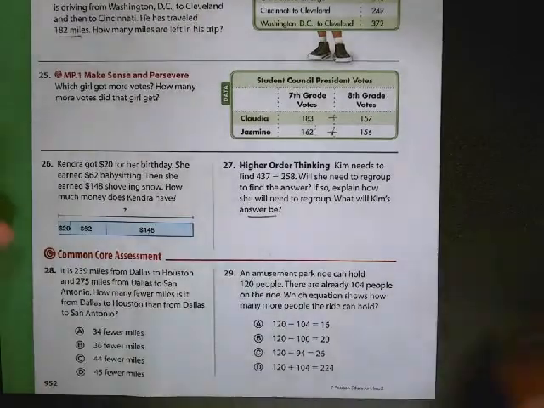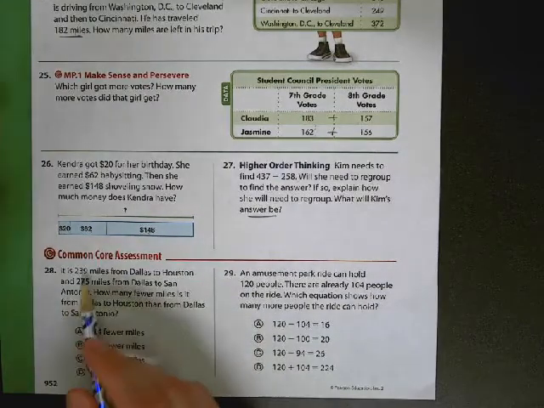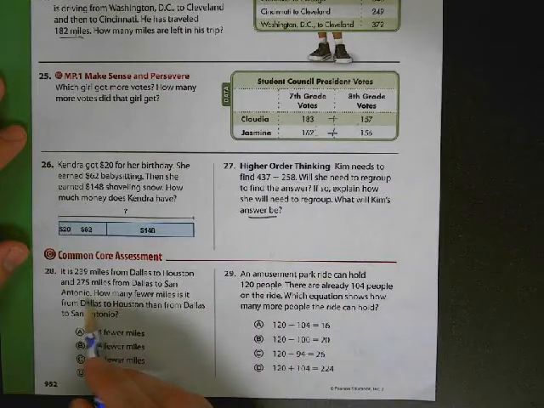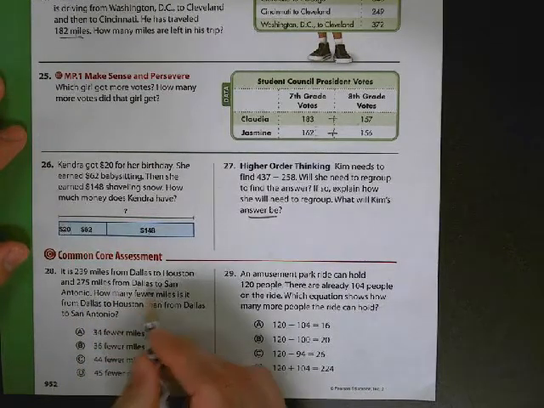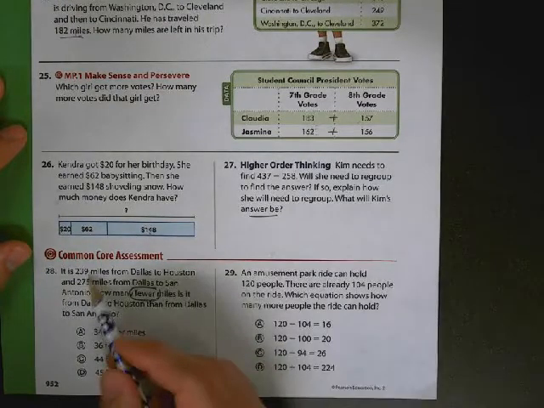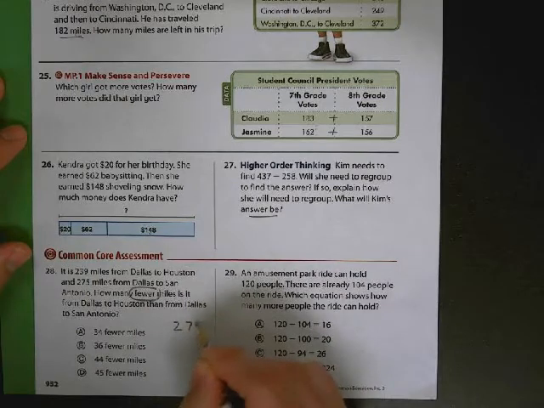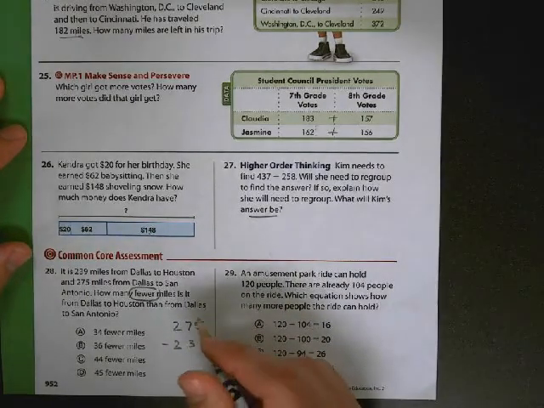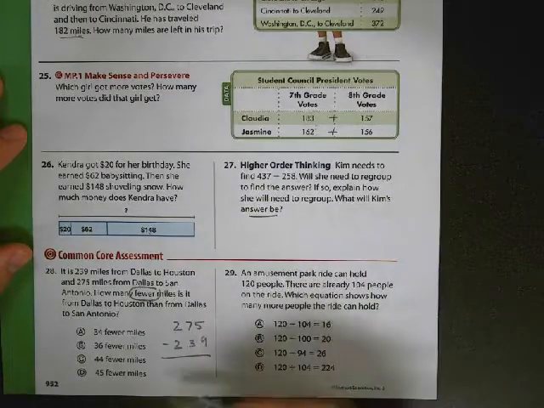It's pretty easy. It is 239 miles from Dallas to Houston and 275 miles from Dallas to San Antonio. How many fewer miles? Fewer. Keyword, subtraction. Just going to subtract 275 minus 239. The key here is you're going to subtract from the larger of the two. So the minuend has to be larger.